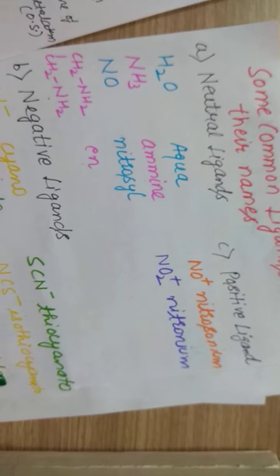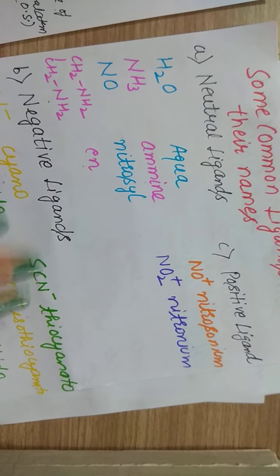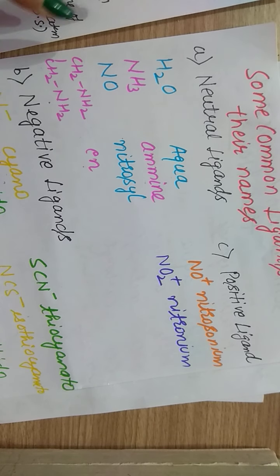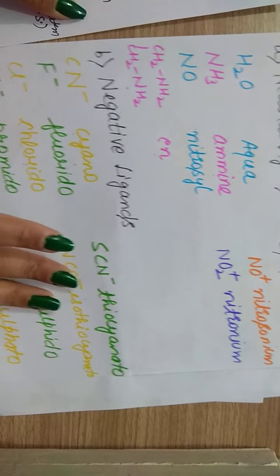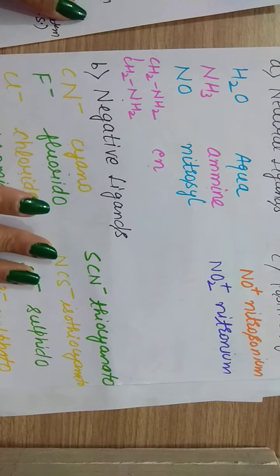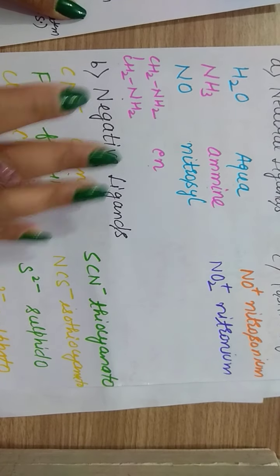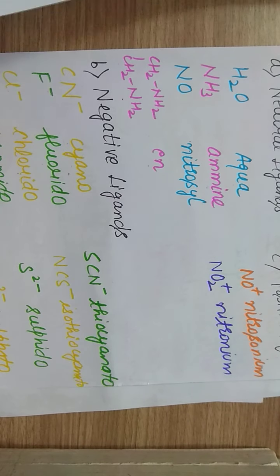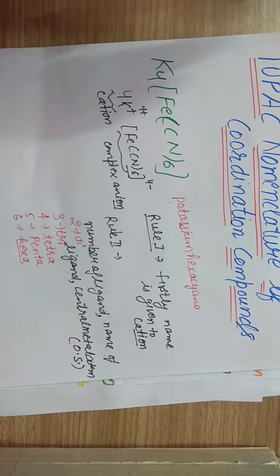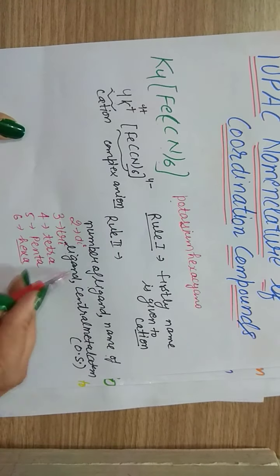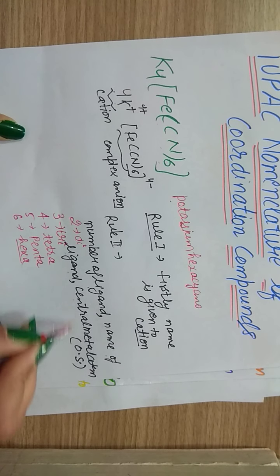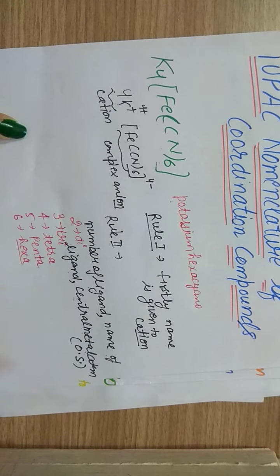This is a very important list. Without knowing the names of these ligands, it is impossible to do IUPAC nomenclature. So it is very important to first learn this list showing the names of the ligands as well as their symbols. Okay, so we have written the number of ligands and the name of the ligand. The next step will be the central metal atom.